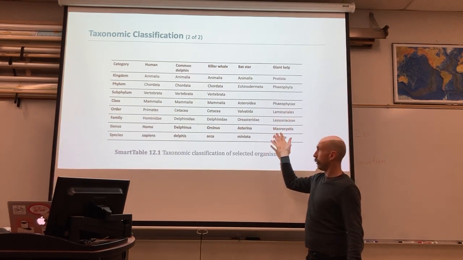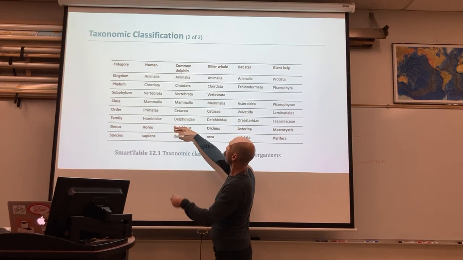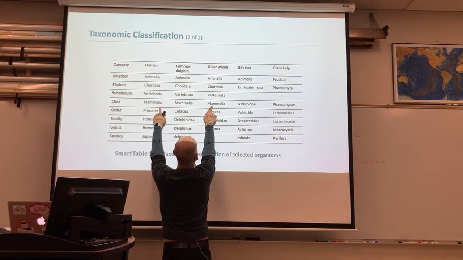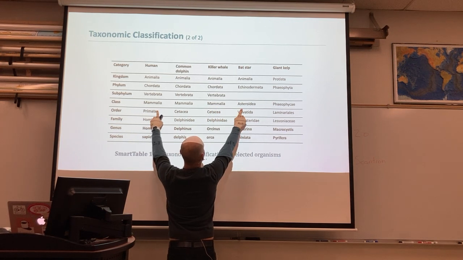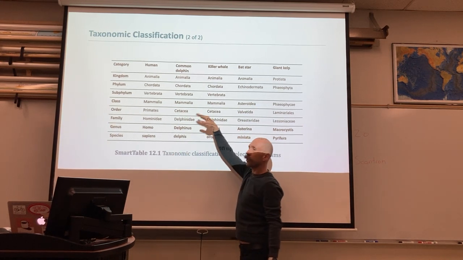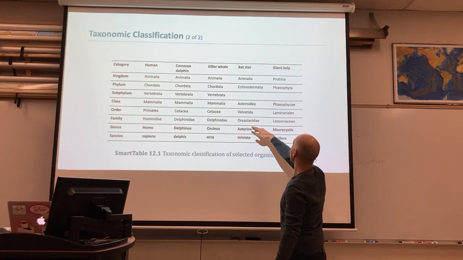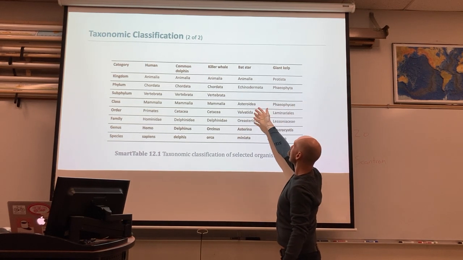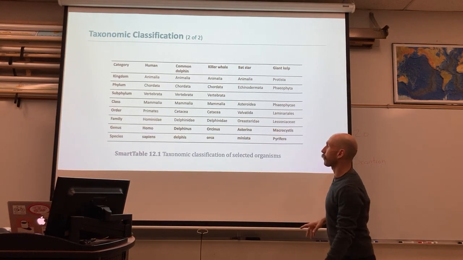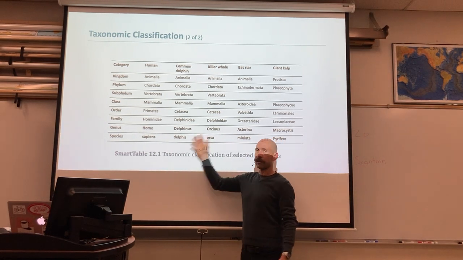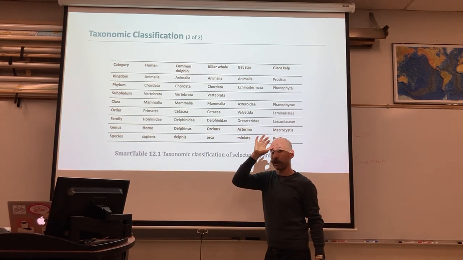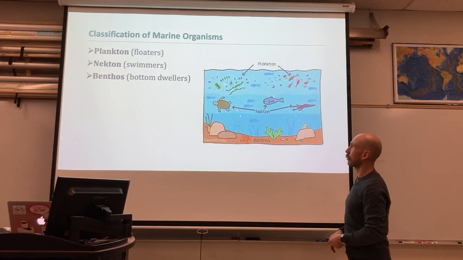Now, how are we related on this scale? Well, if we go up here from human and common dolphin, our common ancestor is the class Mammalia. Killer whale is also Mammalia. Not the bat star. The bat star is an animal, Animalia, and so we're all related through this phylogenetic tree based on taxonomy. Kelp is a protist, so we're not in the same kingdom as kelp. We are in the same spectrum of life, but a completely different kingdom. So this is how you can look at the classification of organisms and how they relate to one another and how far removed those relationships actually go based on these characteristics.